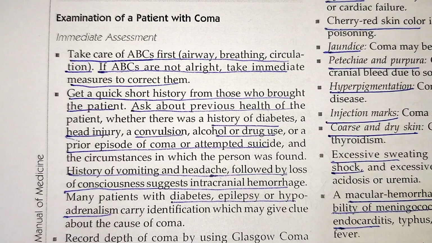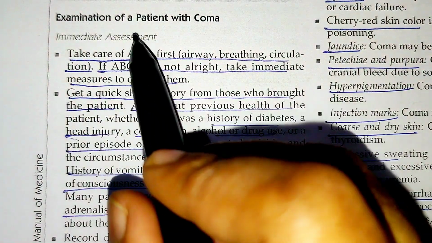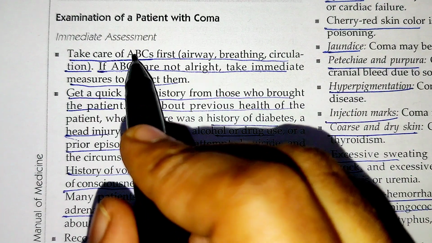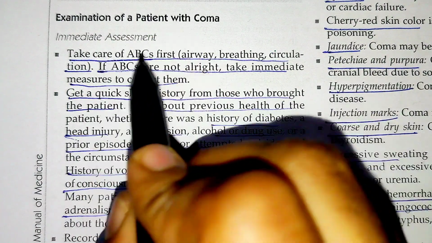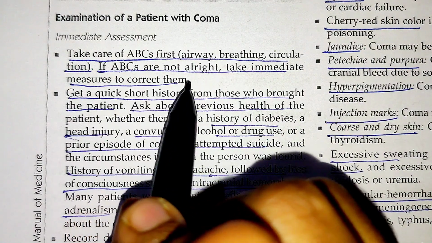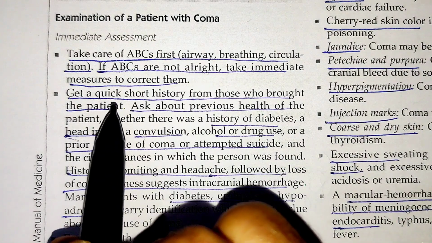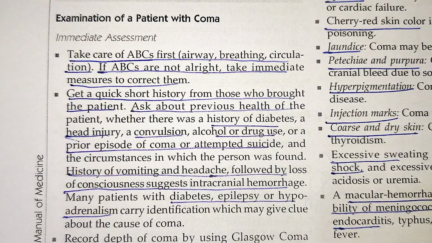Examination of the patient with coma is divided into immediate assessment, vital signs, then general examination, neurological examination, cardiac examination, abdominal examination, and respiratory system examination. In immediate assessment, we have to take care of airway, breathing, and circulation, the ABCs, first. If the airway, breathing, and circulation are not all right, then we have to correct them first. Then get a quick short history from the attenders of the patient.